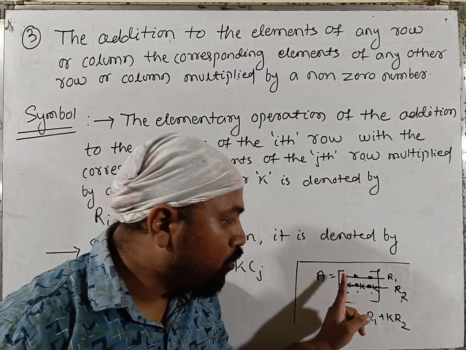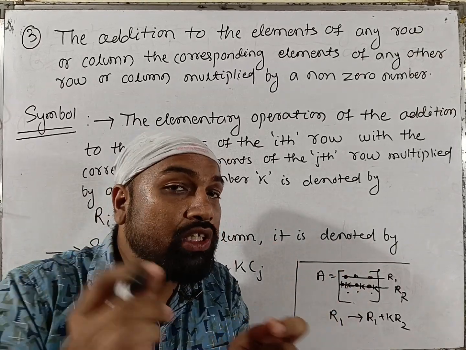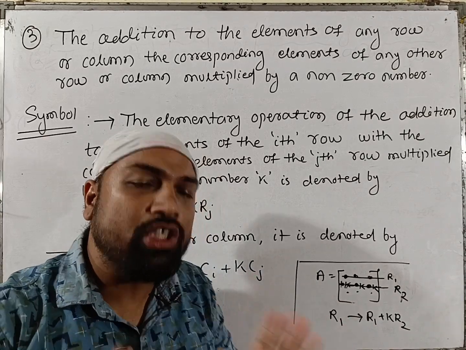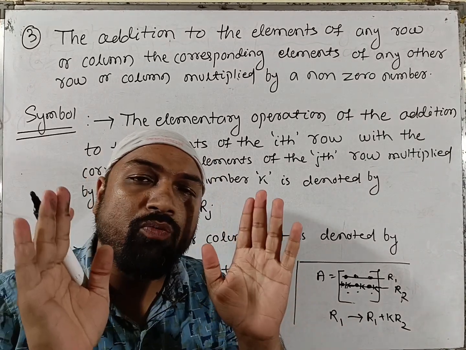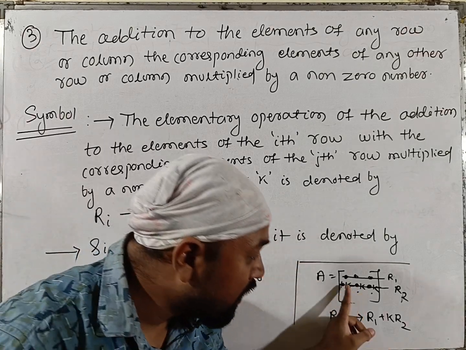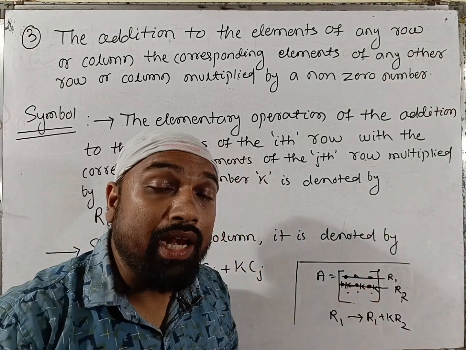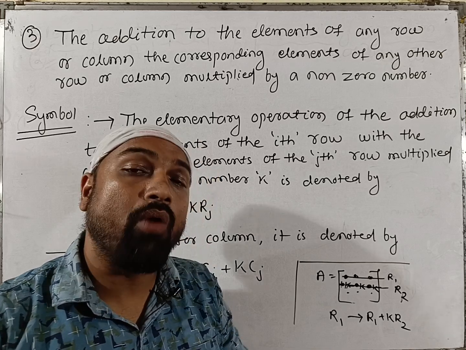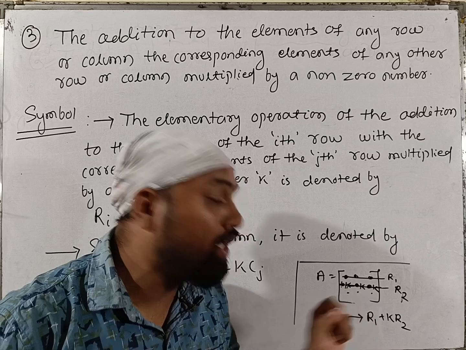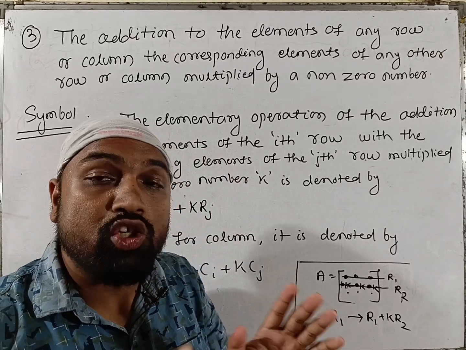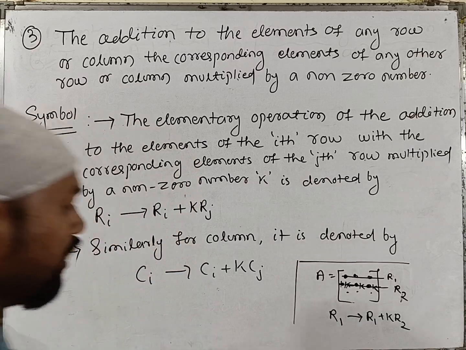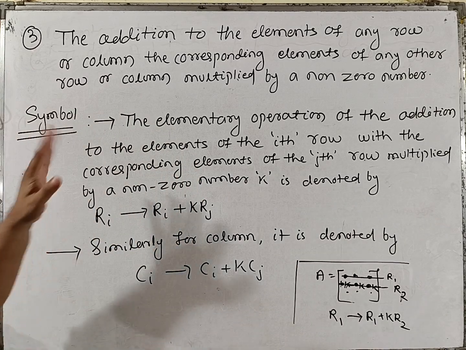That means you have to replace row 1 by using the help of the elements present in row 2, but the procedure is that first of all you have to multiply a non-zero number k to each and every element present in row 2. Then you have to add the corresponding elements of row 1 with the corresponding elements of row 2. So it is all about the type 3 operation of the transformation method. Let us take an example based upon this.